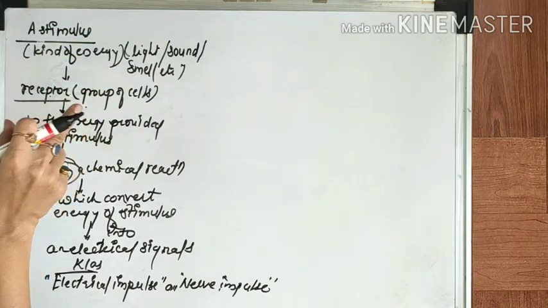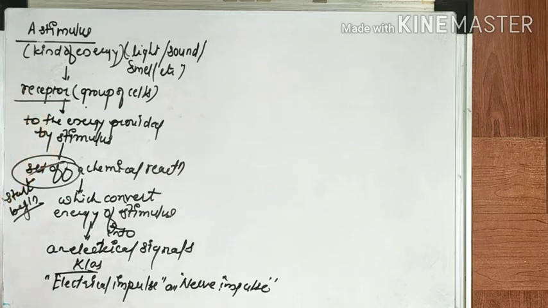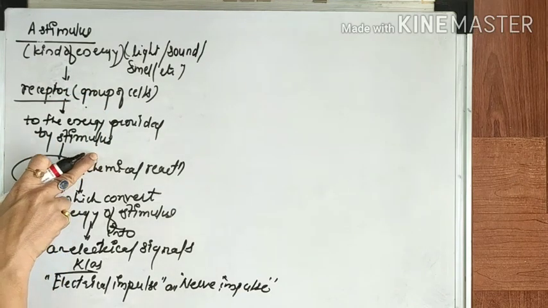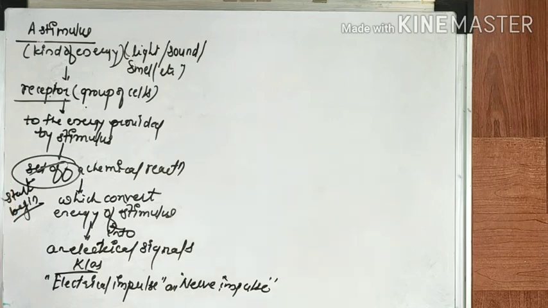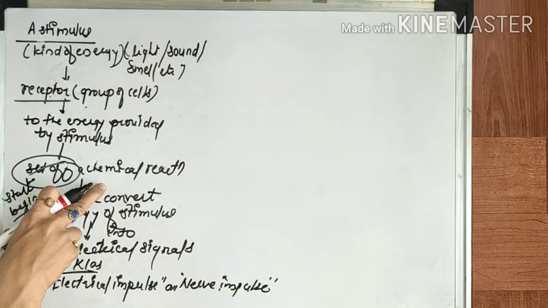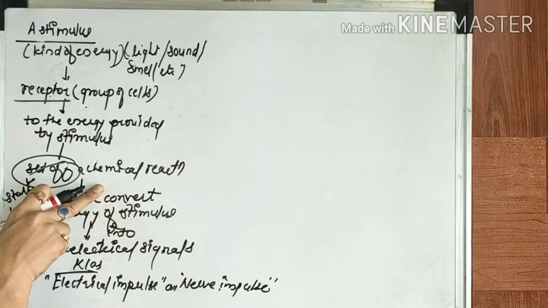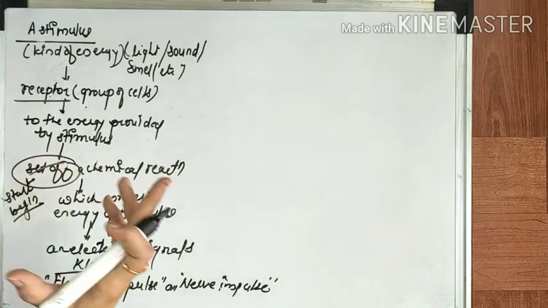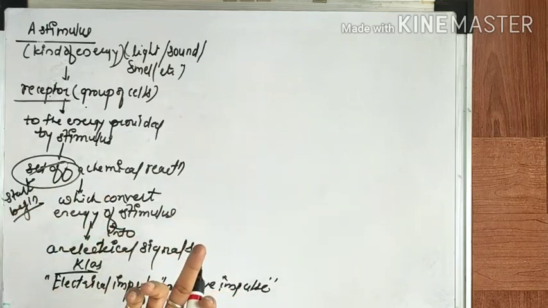So the receptors which are present, we know the receptor is nothing but a group of cells present on the sense organs, to detect this energy provided by the stimulus. The receptor detects the stimulus, and the stimulus provides energy, and with the help of this energy the receptors detect the stimulus. And after detecting, what are they doing? They start the chemical reactions. Okay, set off the chemical reactions. It begins the rate of reactions.